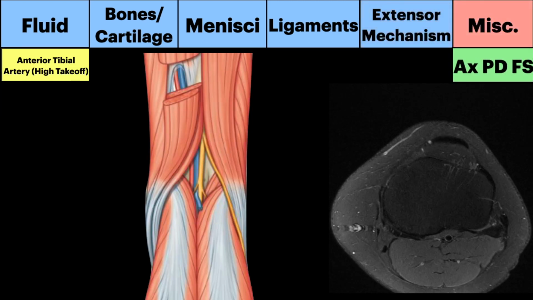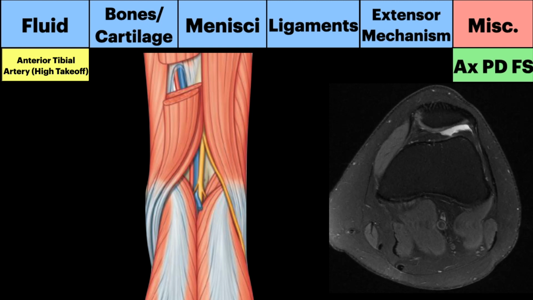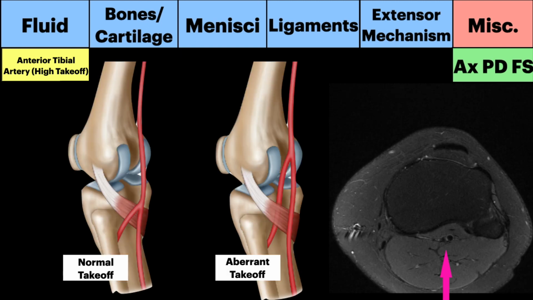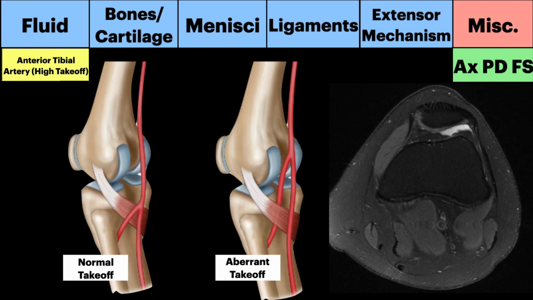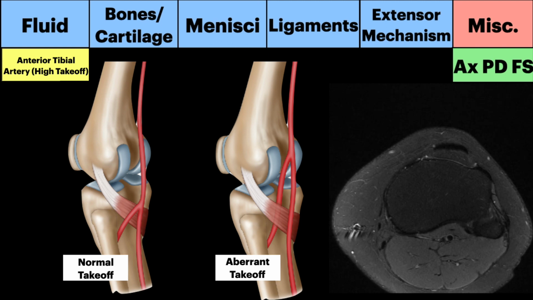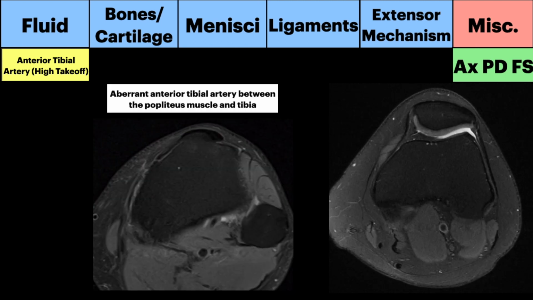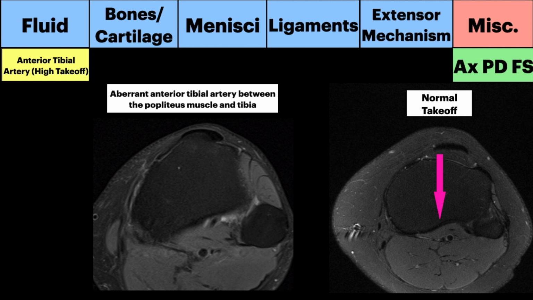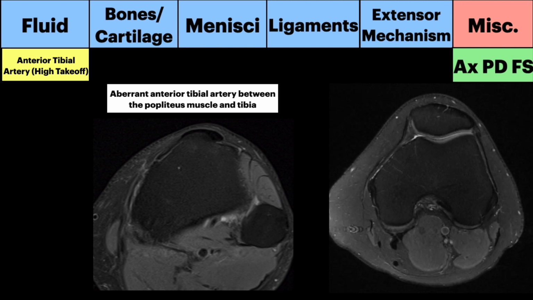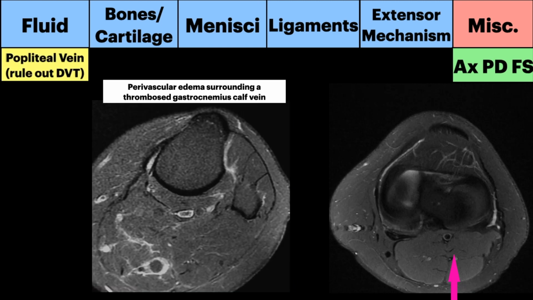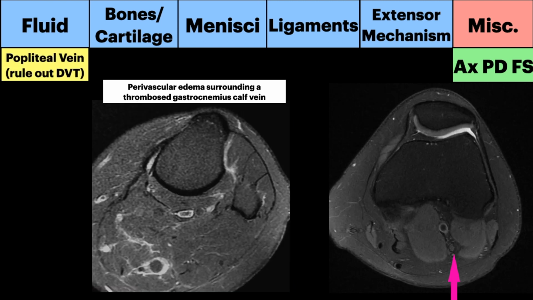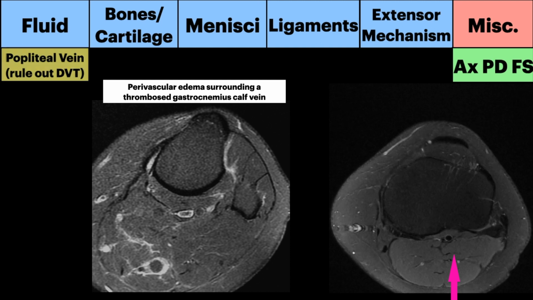For miscellaneous, evaluate the neurovascular structures. For the popliteal artery, make sure that the anterior tibial artery does not have a high takeoff, which would manifest as passing between the popliteus muscle and proximal tibia. This would be helpful for surgeons during a surgery. Also make sure there is no perivascular edema around the popliteal vein, which would suggest a DVT.